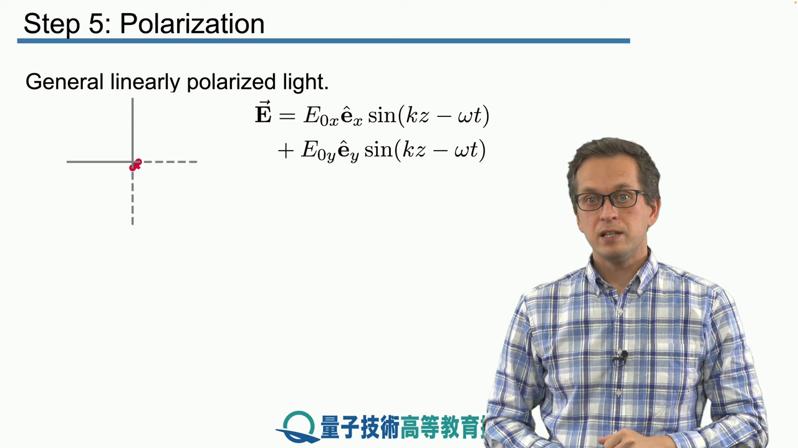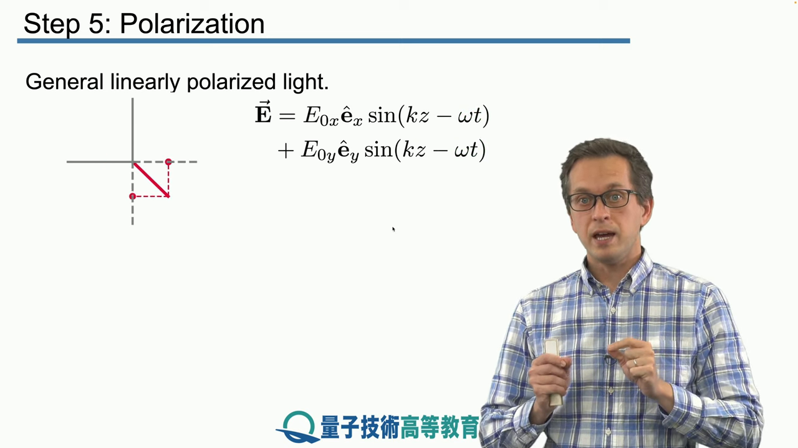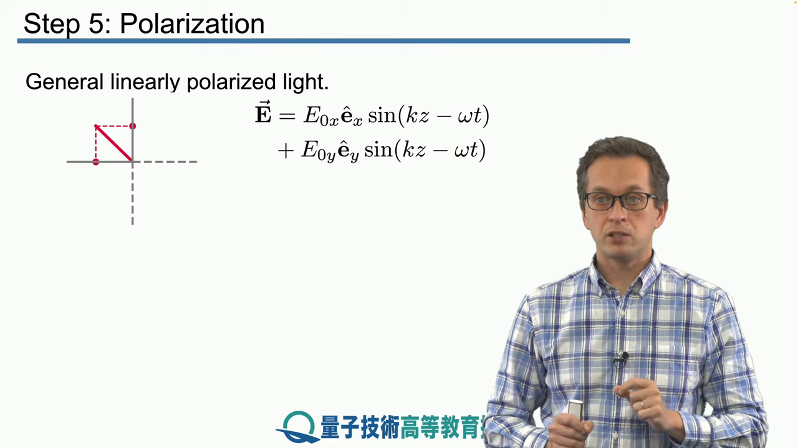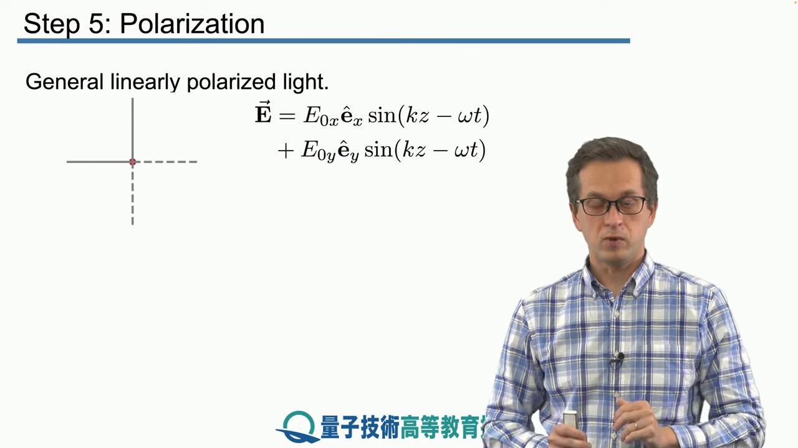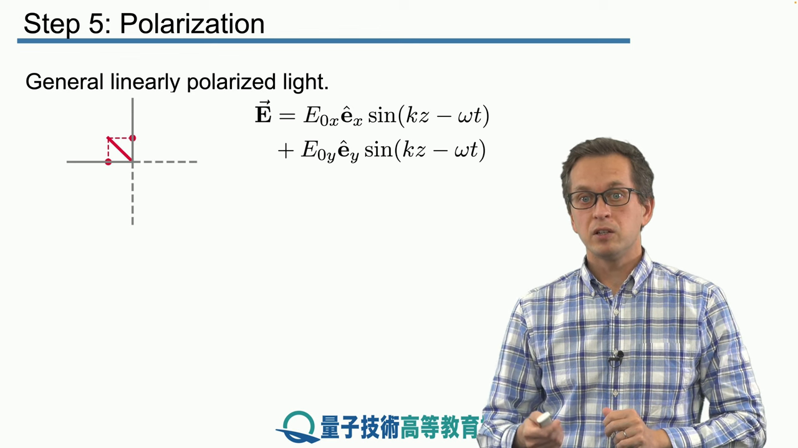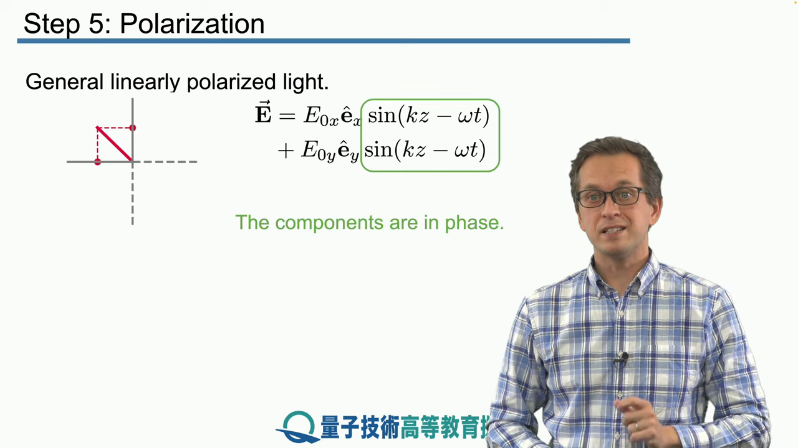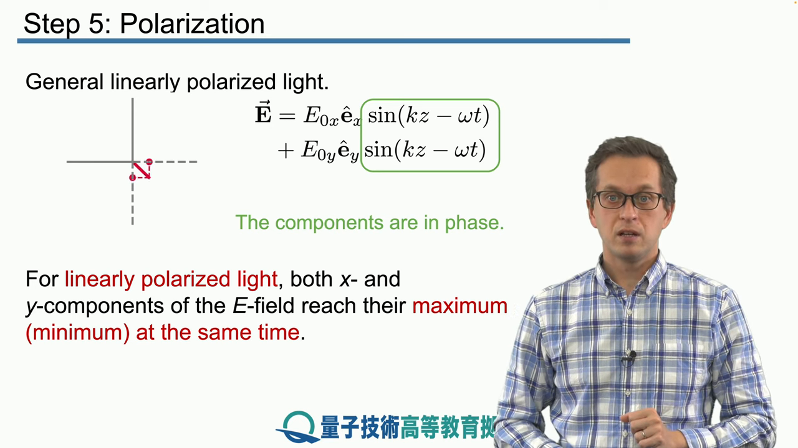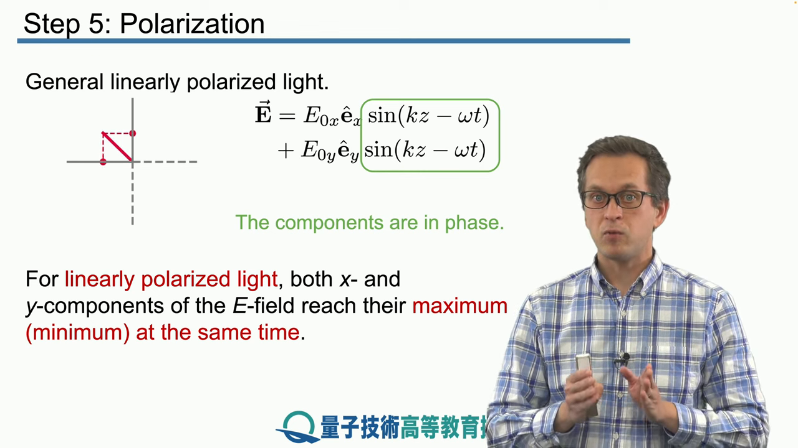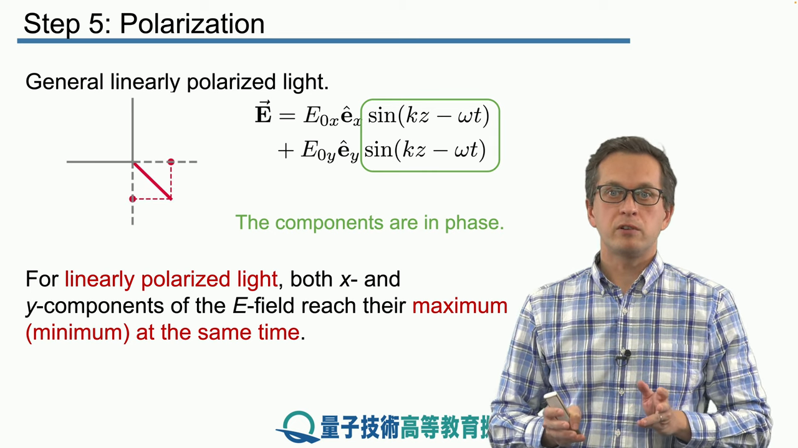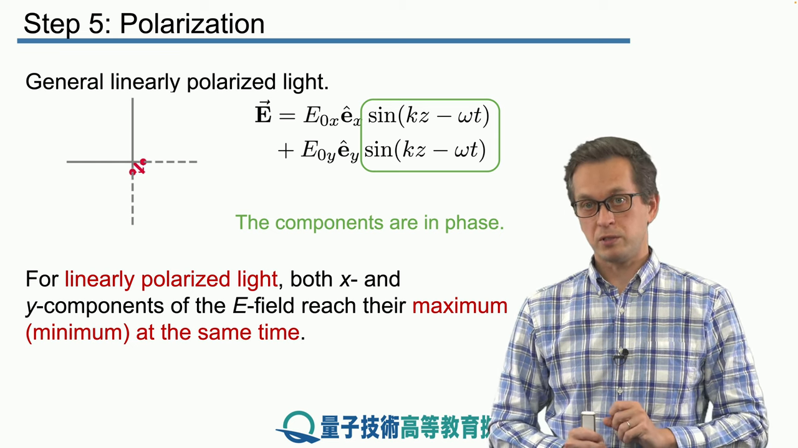X is the vertical direction and Y is the horizontal direction because Z is coming at us directly from the screen. And we see from the mathematical expression here, but also from our animation, that when the X direction of the field reaches its maximum, the Y direction also reaches its maximum. When the X direction is zero, the Y direction is also zero. That means that the components along the X and Y directions are in phase. And this is a defining property of linearly polarized light. When the light is linearly polarized, it oscillates in such a way that the X and Y components are in phase. Of course, for a general wave traveling in an arbitrary direction, it's not just the X and Y components, but it's the components that are perpendicular to the direction of travel.